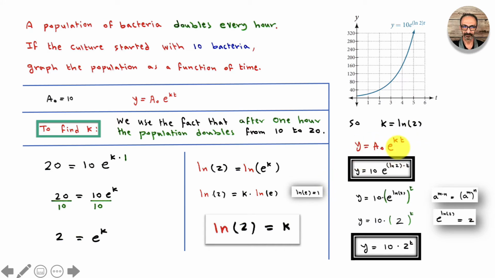Here's the formula. We agreed that this is 10, my initial amount. Instead of k, I'm writing ln 2. I could rewrite this differently without base e. This is something that we need also to practice and be aware of. Take a look. One way to do it is, since this is like ln 2 times t, it's like a times b. But we have a formula that says a to the power m times n comes from a to the power m to the power n.